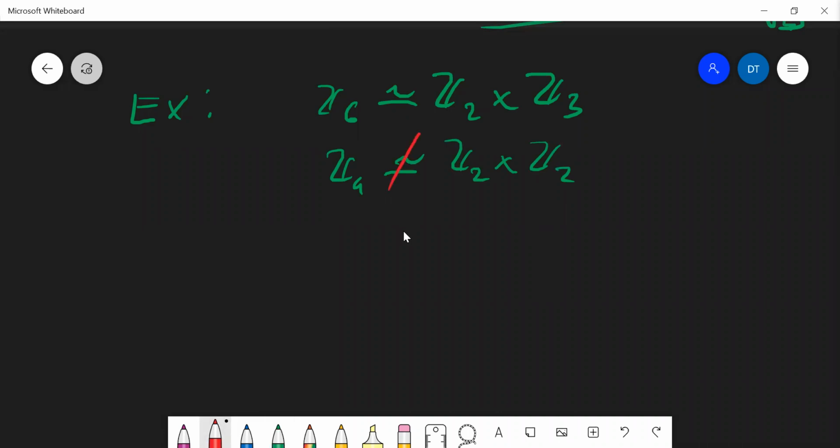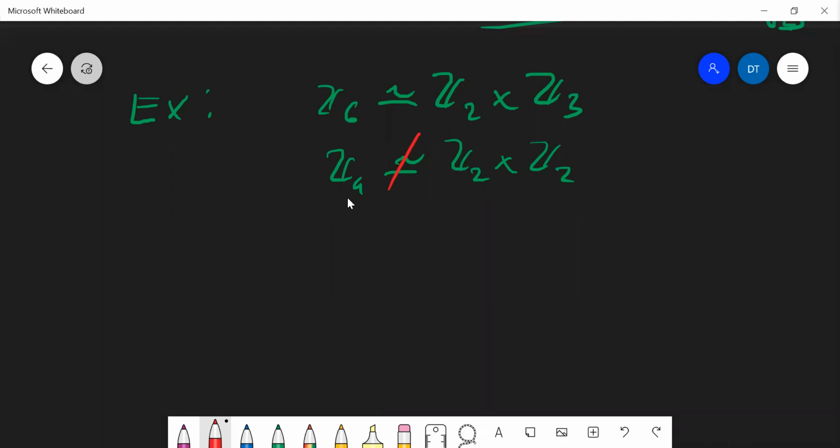Well, one can show this. And the reason is, every element on the right-hand side has order 1 or 2. And on the left-hand side, there exists an element of order 4. But if the groups were isomorphic, they would have exactly the same amount of elements of order 4. But since the amount of elements of order 4 is different, they are not isomorphic. So how to check if two groups are isomorphic or not?